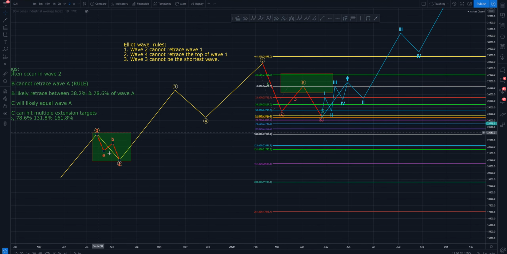You are in a 1. This would be ABC, and then into another 1 of another wave. You would identify it by having 5 waves up.